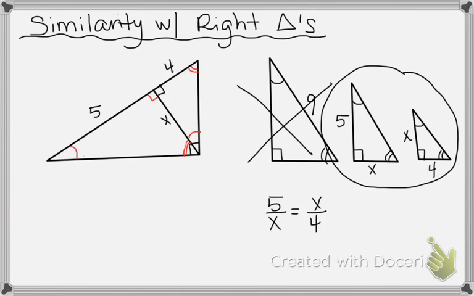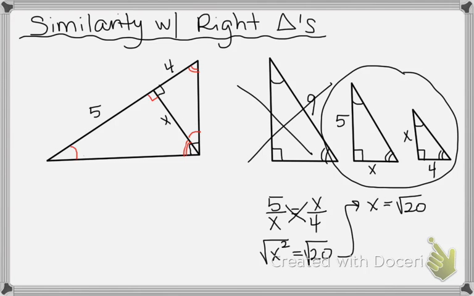Okay, now we cross multiply. So if I cross this way, I get x squared equals 20. To solve this, I'm going to take the square root of both sides. So x is going to equal the square root of 20, but can I simplify that?